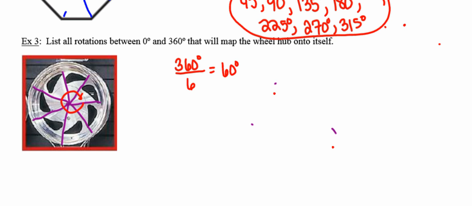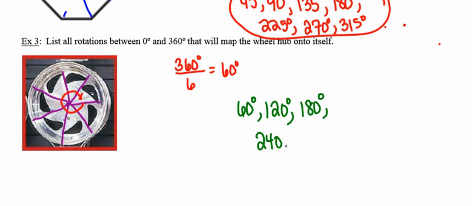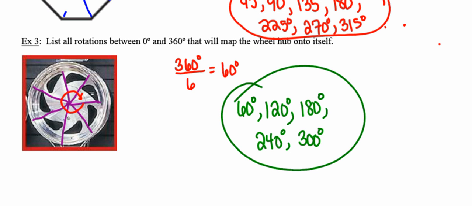So 60 degrees is the smallest rotation that will carry that figure onto itself, but I also have to consider all multiples of 60 degrees as well. So 60, 120, 180, 240, and 300 degrees. And then 60 more than the 300, of course, will carry it right back to its original starting point, but we wanted between 0 and 360.